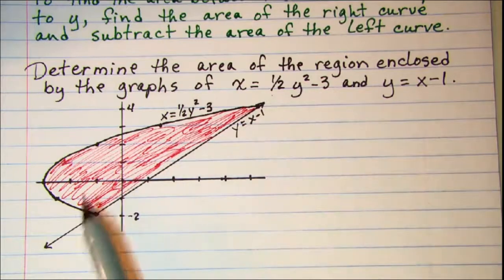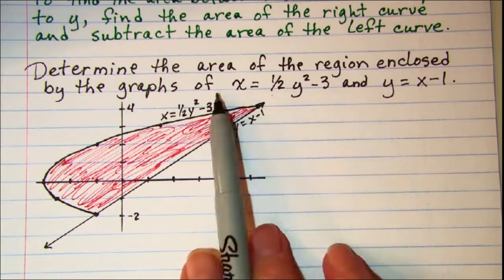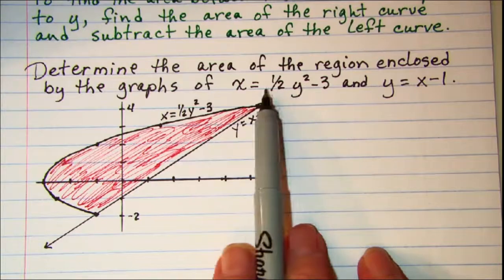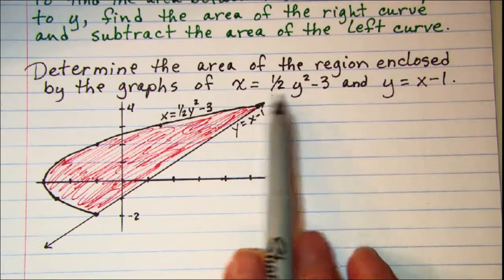Now I've sketched a graph of this curve. This equation right here is a good indication that we'll be finding the region with respect to y. Let me show you what needed to be done to get the graph of this curve.